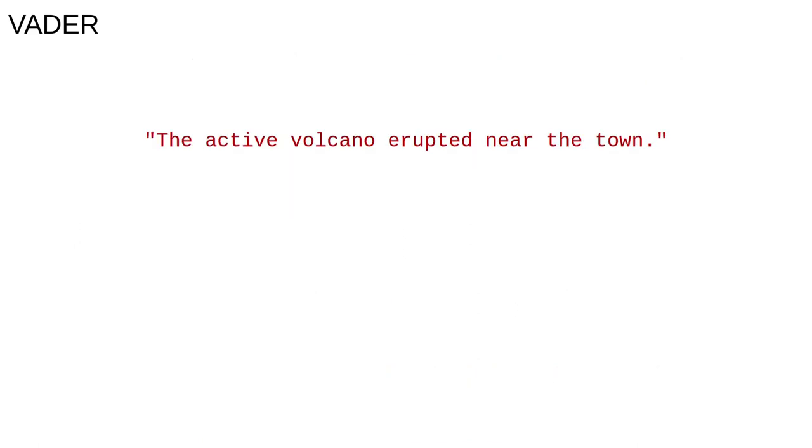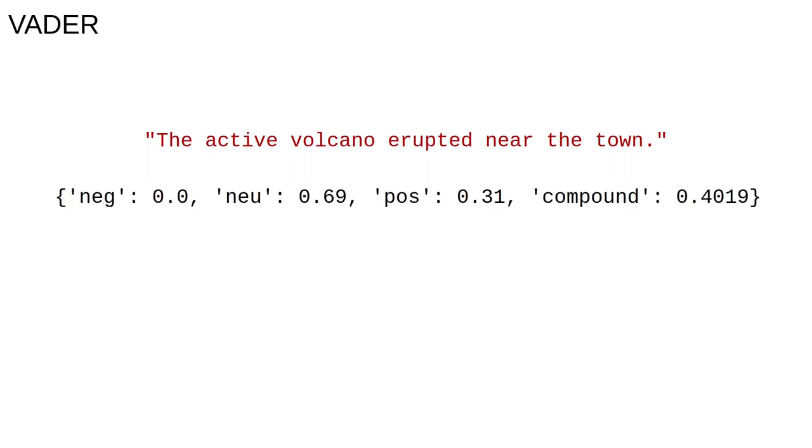However, it's easy enough to fool VADER. Take this sentence. "The active volcano erupted near the town." According to VADER, it's quite a positive sentence. The reason is that the word active usually has a positive connotation, just not in the context of volcanoes.